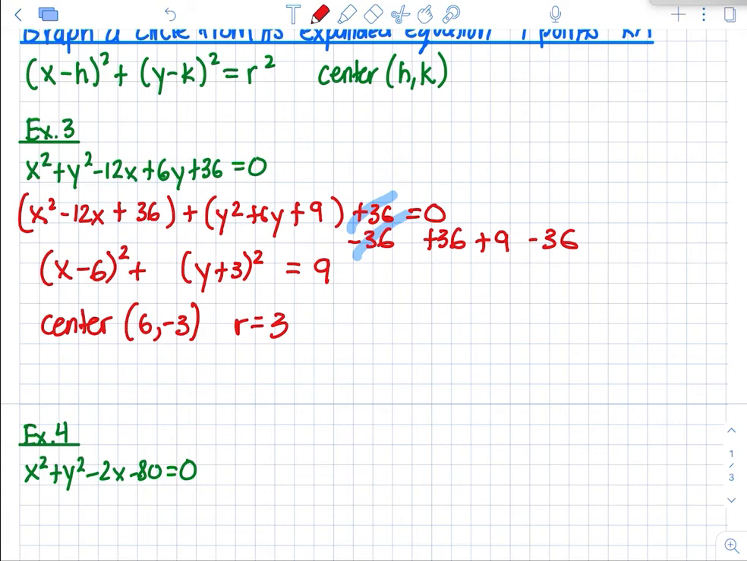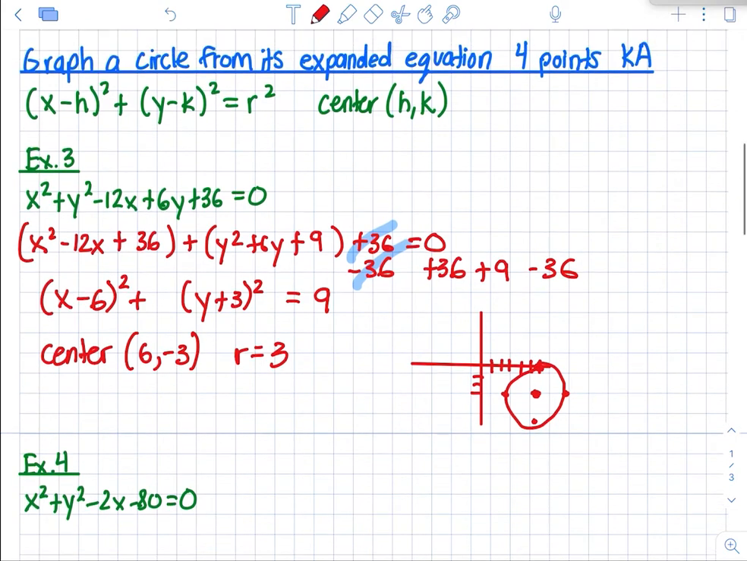So then when you graph it, I'm just going to draw a sketch of it. The center is at 6 comma negative 3, and then a radius of 3, so count 1, 2, 3 in each direction. All right, so that's how you graph your circle from the equation.